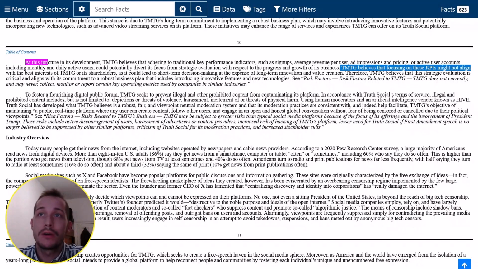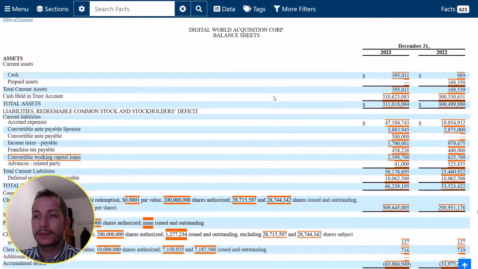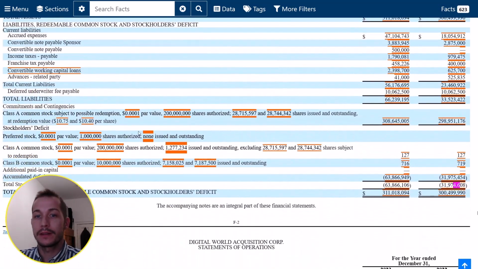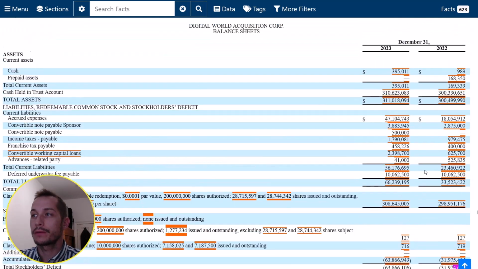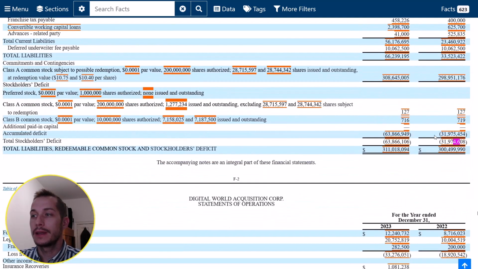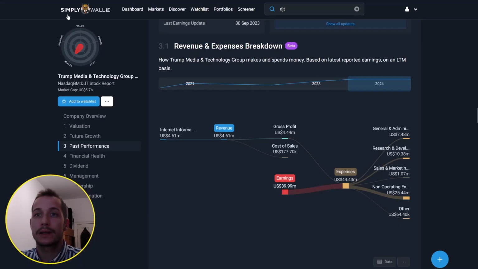Now, you do know what their financials look like, and they're also looking really rough. So first of all, their accumulated deficit, right here, has doubled year over year from 2022 to 2023. Not really something you want to be seeing. And then their financials are pretty rough. So actually, I found this on Simply Wall Street, which I use sometimes for revenue and expense breakdown.